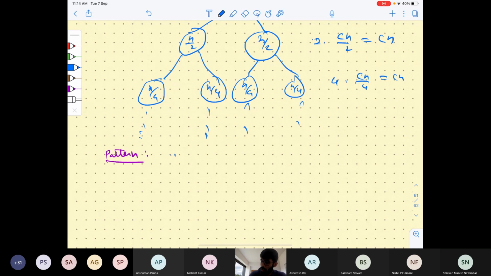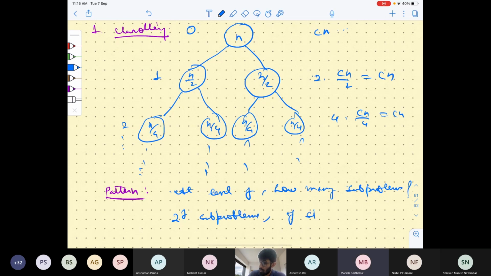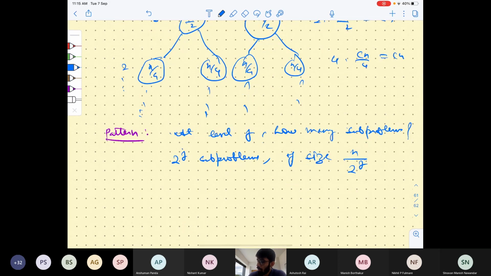So suppose this is level 0, this is level 1, this is level 2, and so on. At level j, how many subproblems are going to be there? 2 to the power j subproblems. And what is going to be their size? n by 2 to the power j each. Because it gets halved every time we go down the recursion tree, the size of the problem halves and the number of problems doubles at every level.